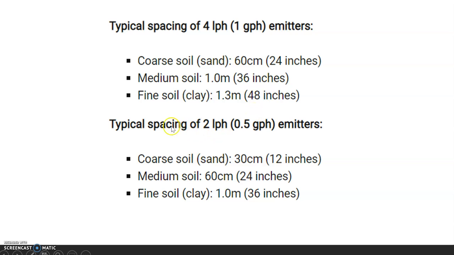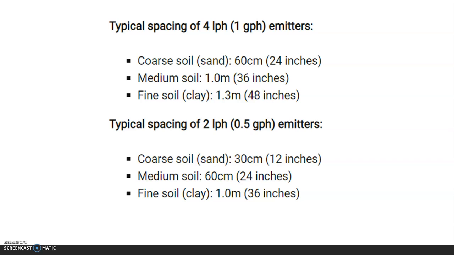Next is the typical spacing of 2 LPH, 0.5 GPH emitters. Coarse soil 30 centimeters, medium soil 30 to 60 centimeters, and fine soil. As the flow rate decreases, we can space the emitters closer together. This is what I would like to discuss with you today, and we need to keep that in mind.